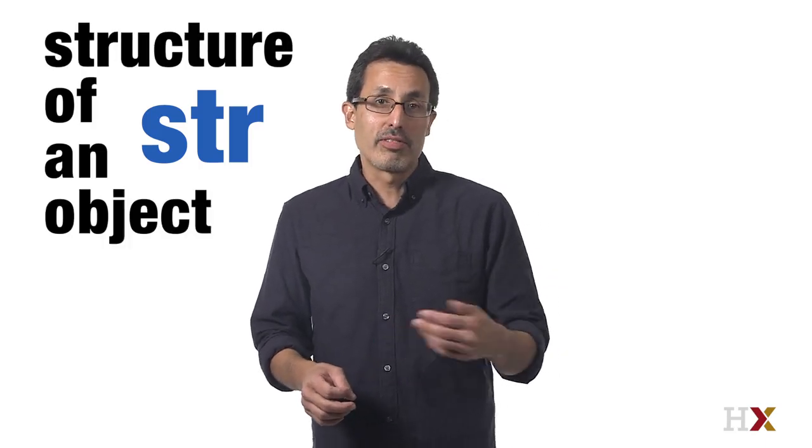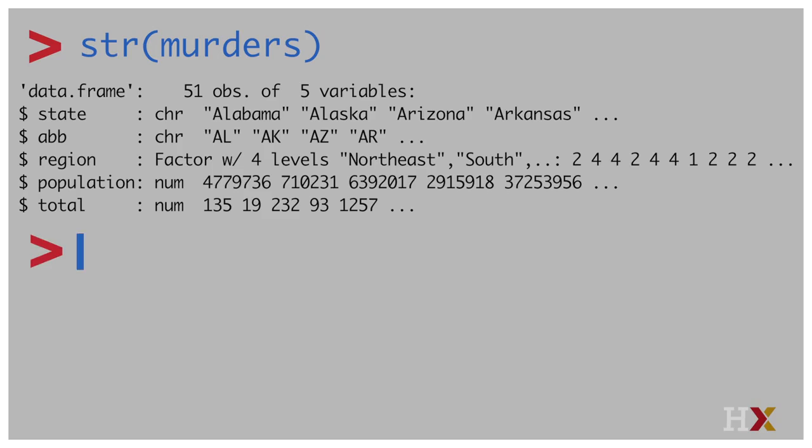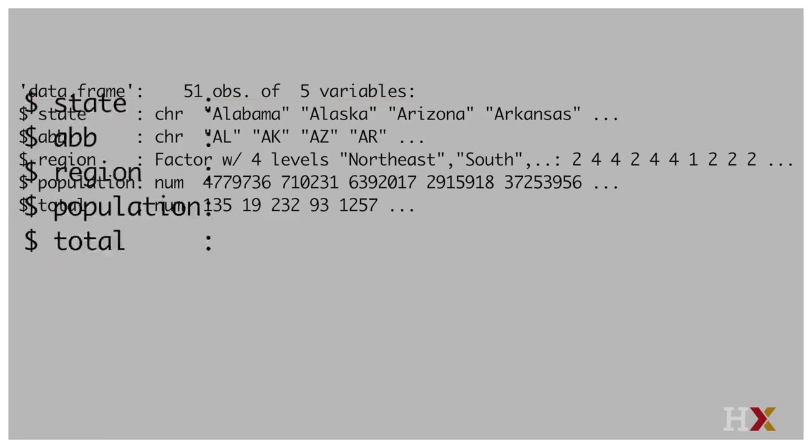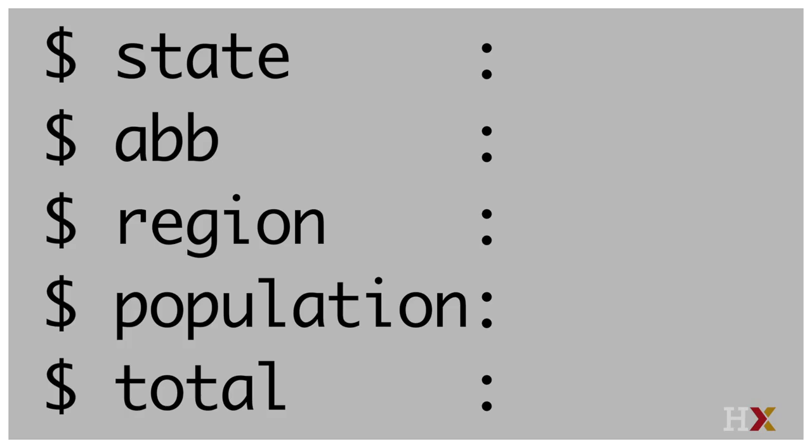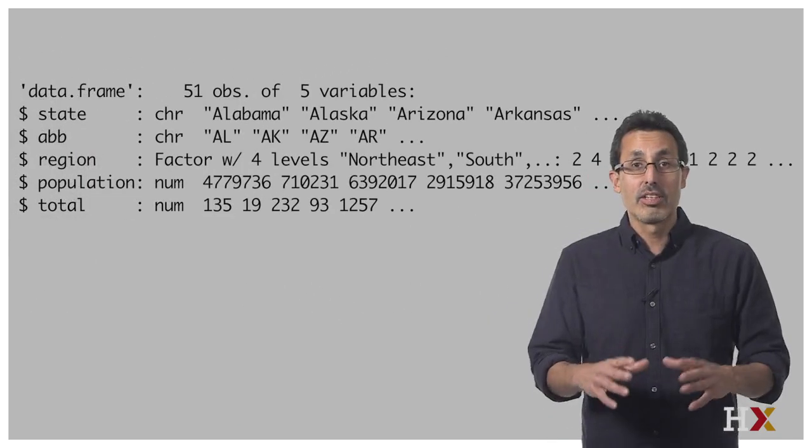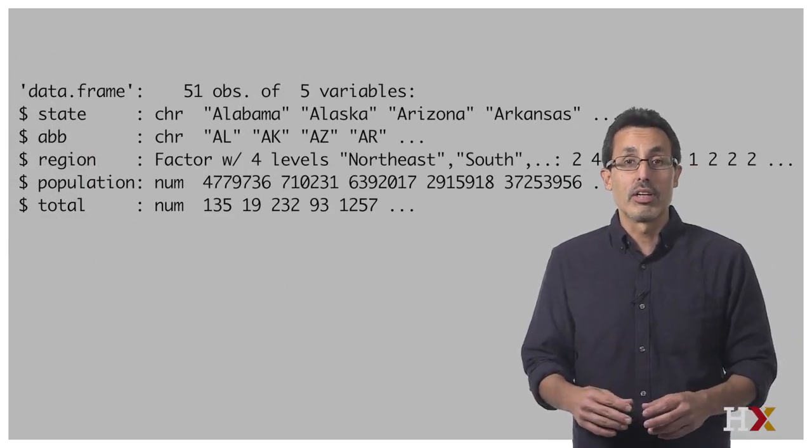But what is this object? How can we find out more about this object? The function str is useful for this. Str stands for structure, and it shows us the structure of an object. If we type str(murders), it shows us that, for example, it's a data frame. It has 51 observations, 51 rows, and 5 variables. On the left, we can see the variable names: state, ab, which is abbreviation, region, population, and total. So this all makes sense. We can see that this is going to all be useful for answering our questions.